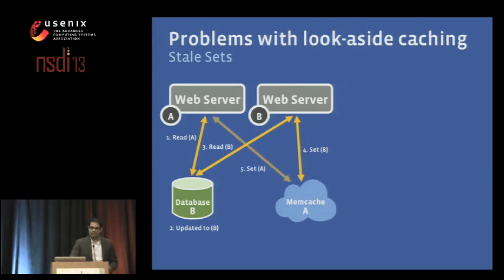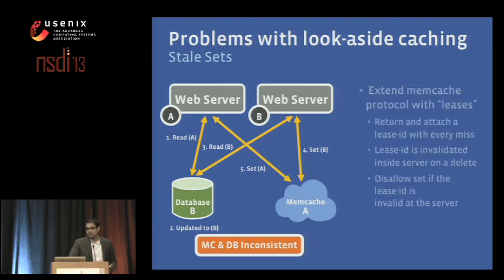Now the straggler A comes in and tries to set the value. Suddenly Memcache and the database are inconsistent. And this is not a transient inconsistency. This is a permanent inconsistency until the value is deleted out of the cache. This is bad. So what we did was we extended the Memcache protocol with what we call leases.